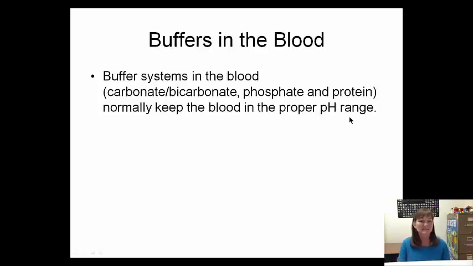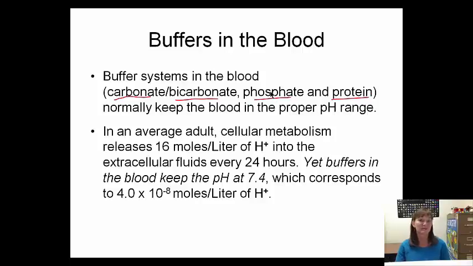Some of the buffer systems in the blood would be using the carbonate ion and the bicarbonate ion. Those make a buffer in your body. And then there's this buffer where you have a protein in the phosphate ion that becomes a buffer. These guys normally are what keep the blood at the proper pH.